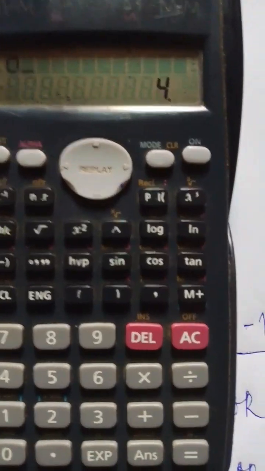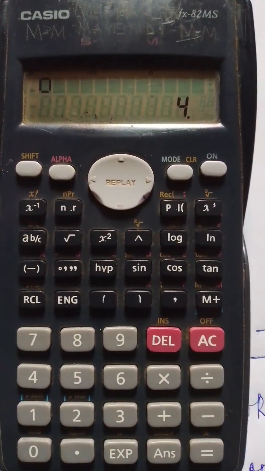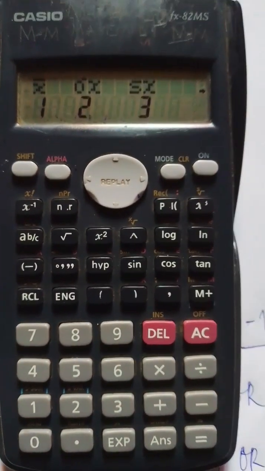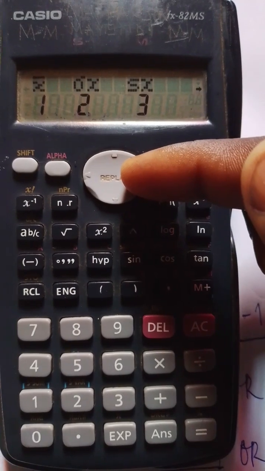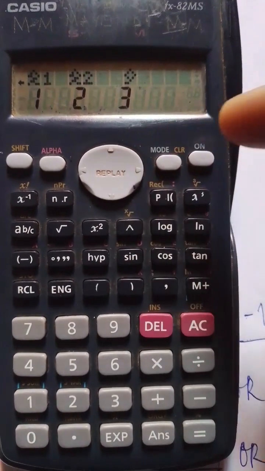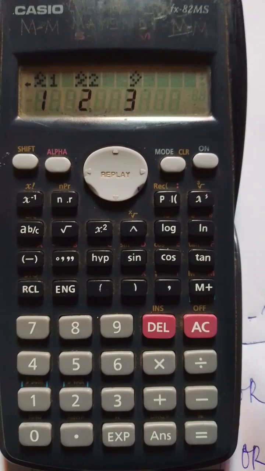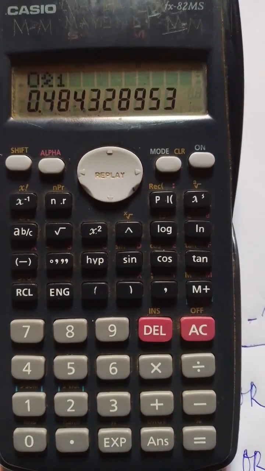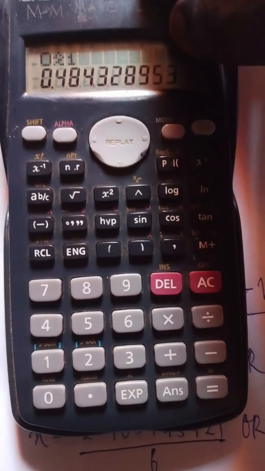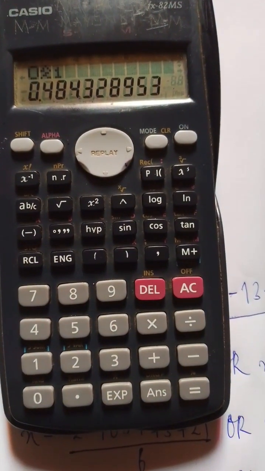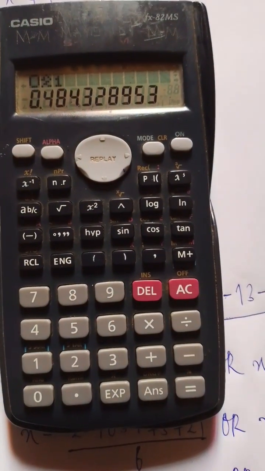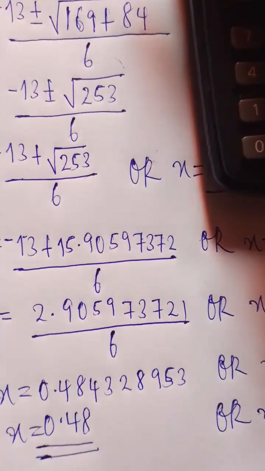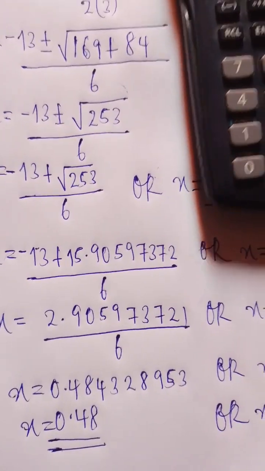Then I'll find the solutions by placing on the shift button. After I do that, I'll place on 2. There's an arrow showing in the 4 directions. I'll place on the replay button. 1, 2, 3. So the first solution will be given by 1. So I'll place on 1. Then I'll say equals. So this was the first solution. We found 0.484328953. That is the solution we got. Okay, this was our first solution.